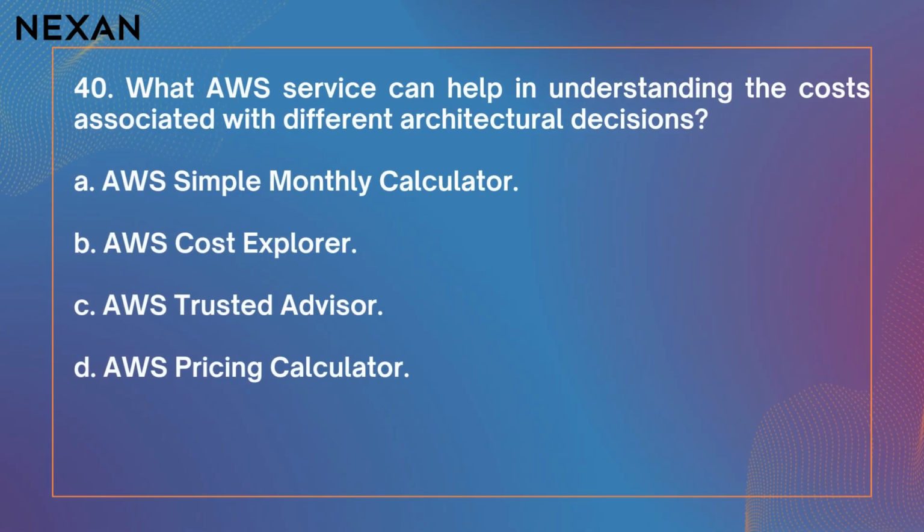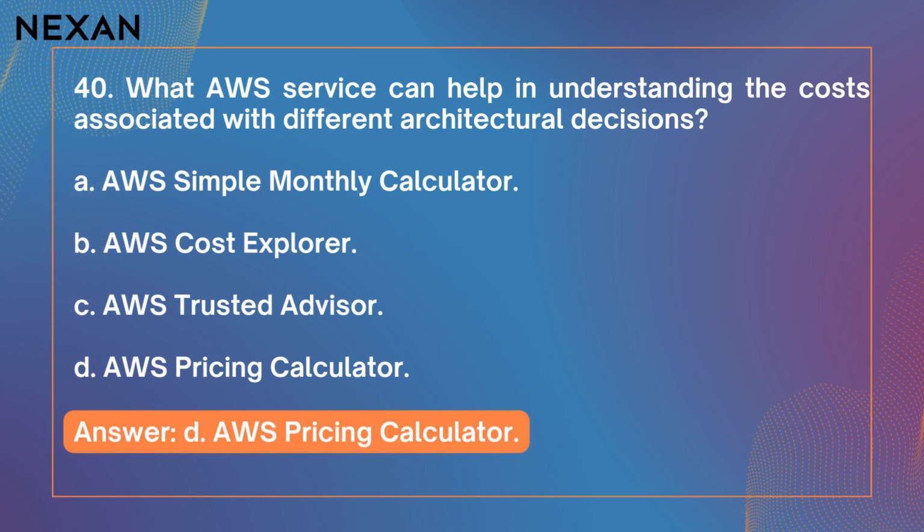40. What AWS service can help in understanding the costs associated with different architectural decisions? A. AWS Simple Monthly Calculator. B. AWS Cost Explorer. C. AWS Trusted Advisor. D. AWS Pricing Calculator. Answer: D. AWS Pricing Calculator.